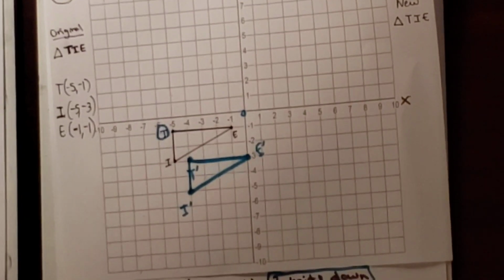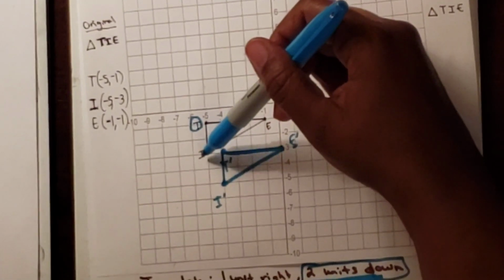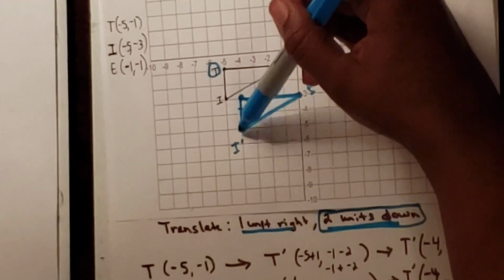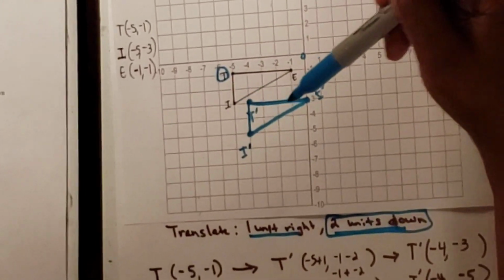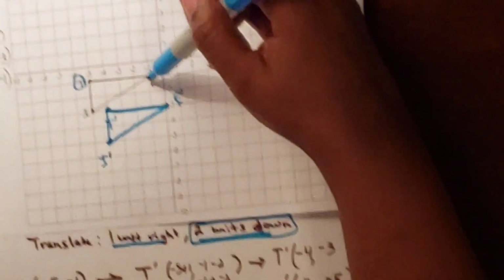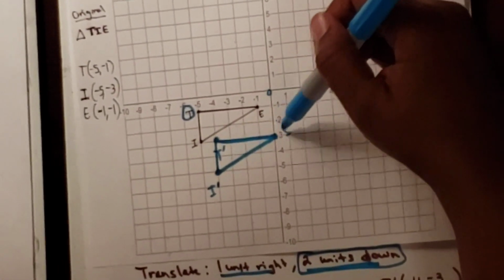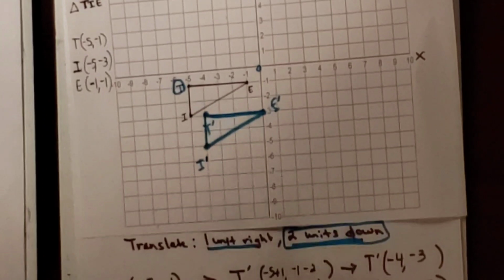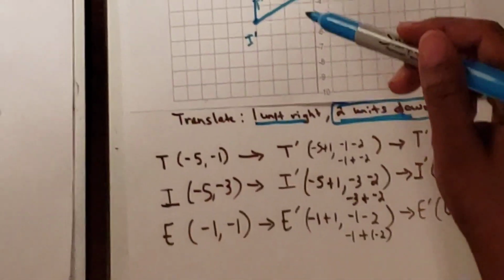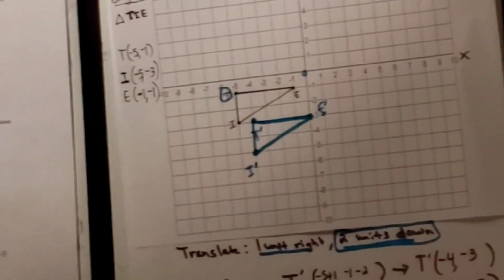We can go ahead and check all of them. Let's do I, 1 unit right and 2 units down. 1, 2. Right on the money again. I to the I prime. And then E, 1 unit right and 2 units down. E prime. So there's your new triangle in the right position. It has been translated 1 unit right and 2 units down. Hope this helps you.